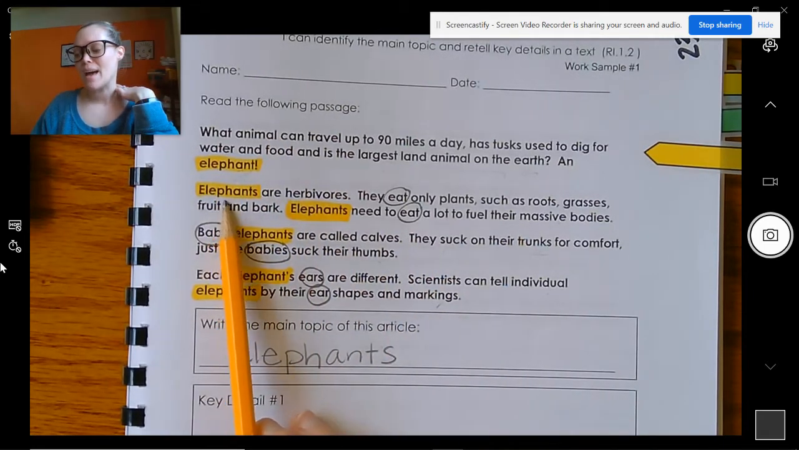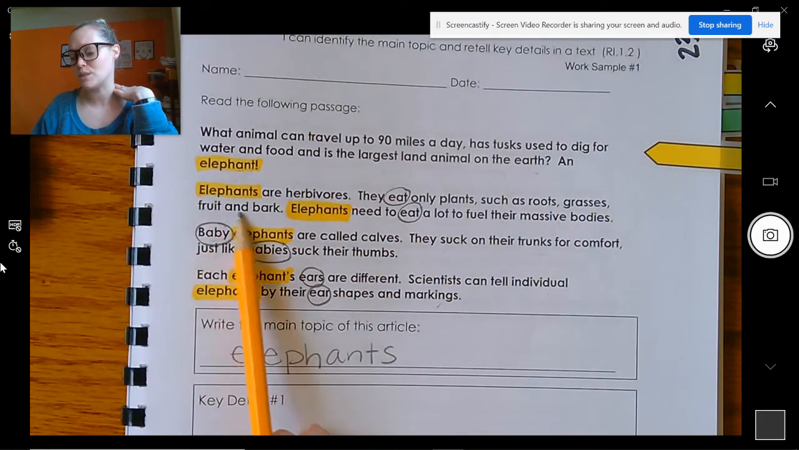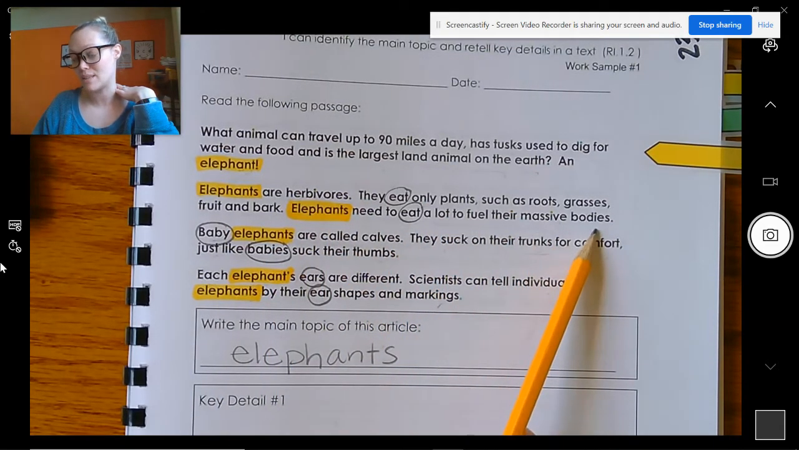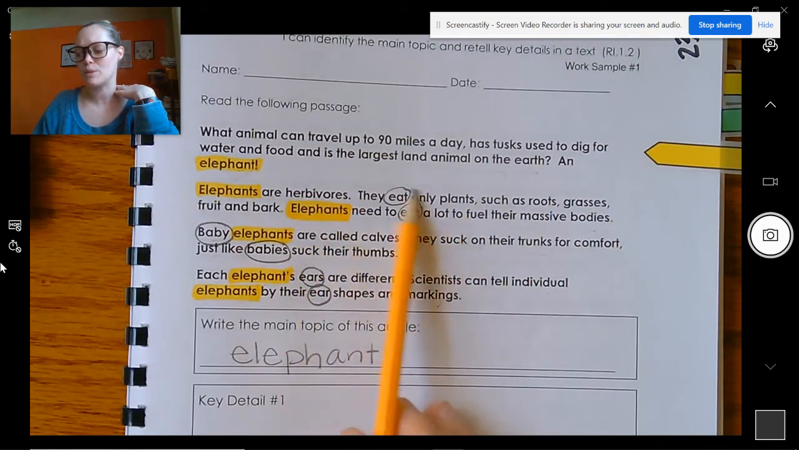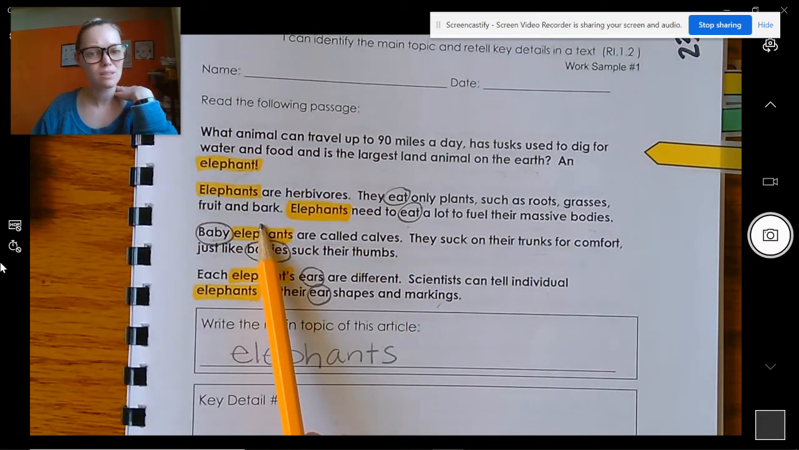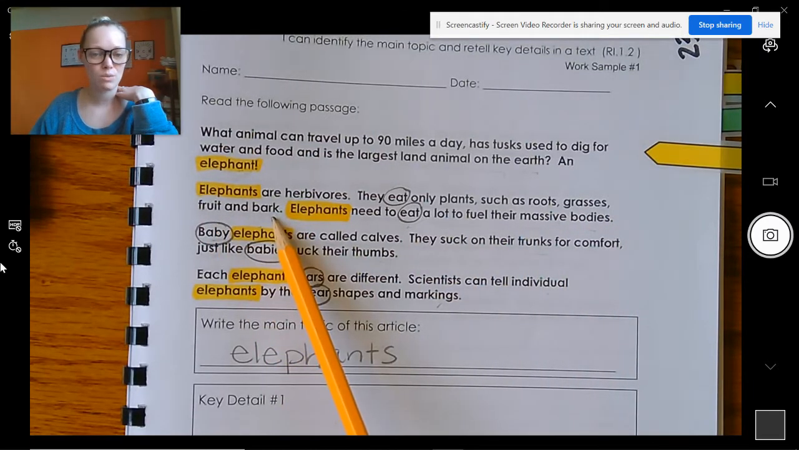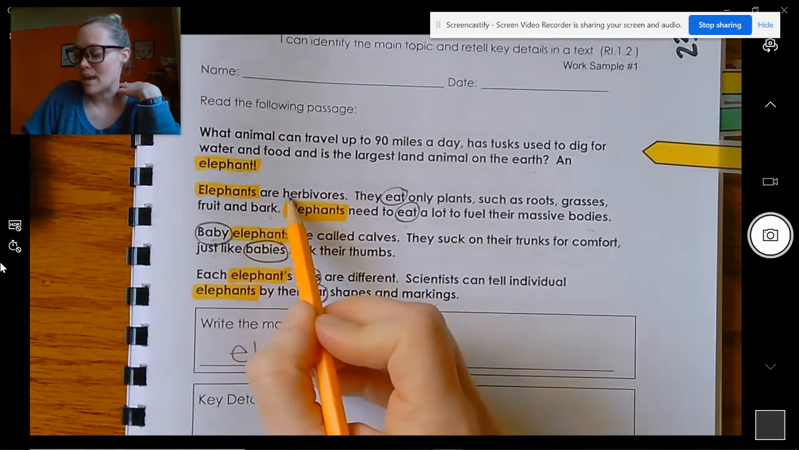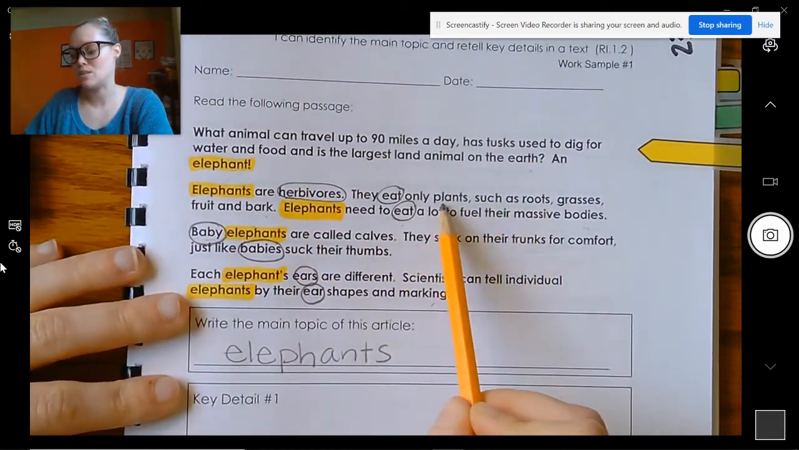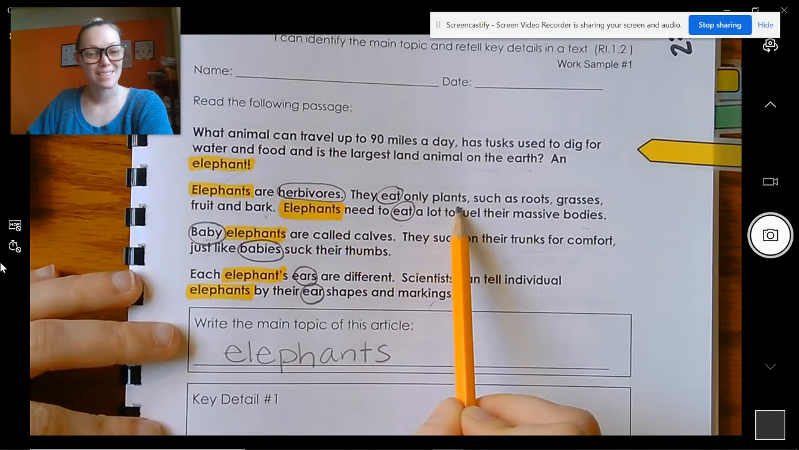Let's keep reading. Elephants are herbivores. They eat only plants, such as roots, grasses, fruit, and bark. Elephants need to eat a lot to fuel their massive bodies. So what's most important about this section? Do we want to list every single thing that they eat? Probably not. Roots, grasses, fruit, and bark, that's a lot to remember. But we could say that they're herbivores because this word tells us that they only eat plants, roots, grasses, all of that. Or we could say they only eat plants.